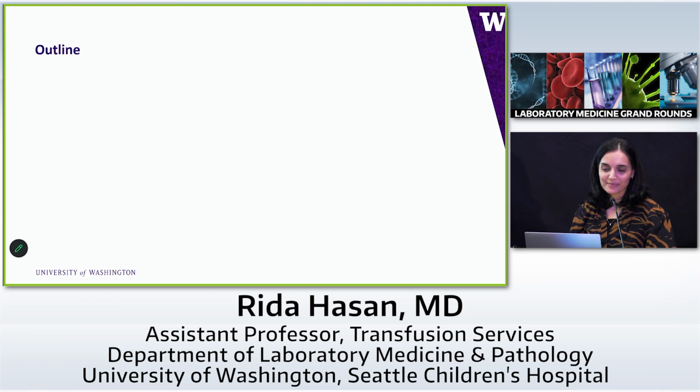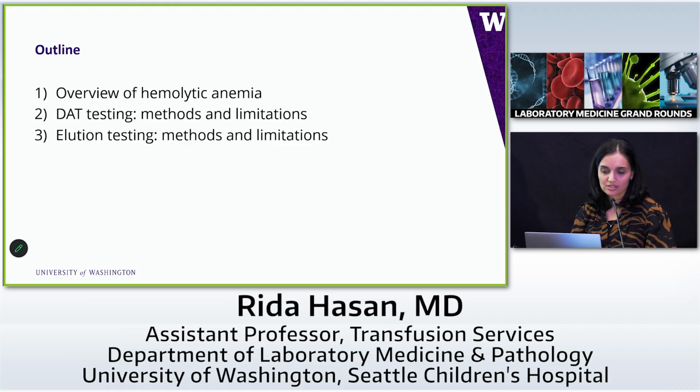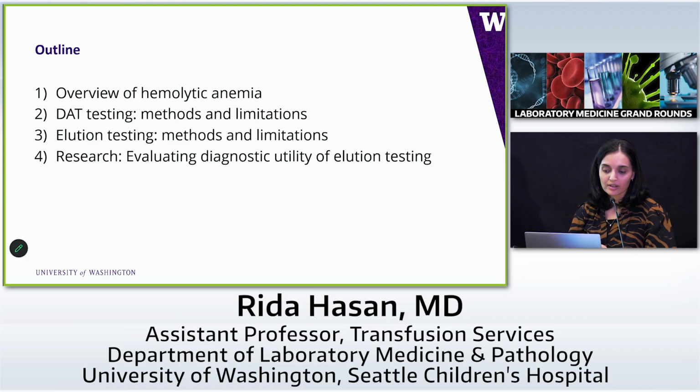And then as my outline, we're gonna take a whirlwind tour. So first we're gonna just talk about hemolytic anemia in general. How do you diagnose it? What is your differential? Then I'll go into DAT testing methods. What are some of the limitations of this testing? Then elution studies, some of the, again, methods and limitations of that. I'll talk about part one of some of the research I've done where I evaluated how do clinicians actually use the results of our elution testing in their management, or do they use it at all?